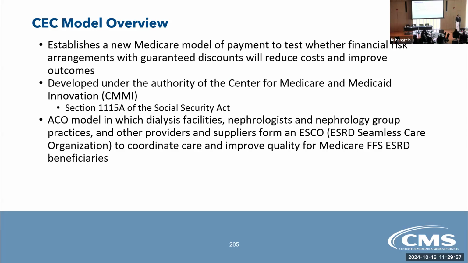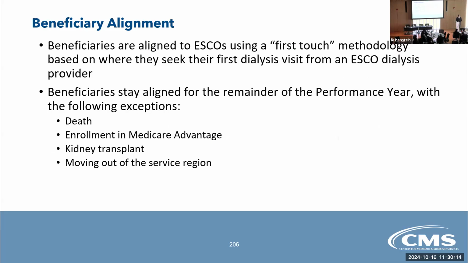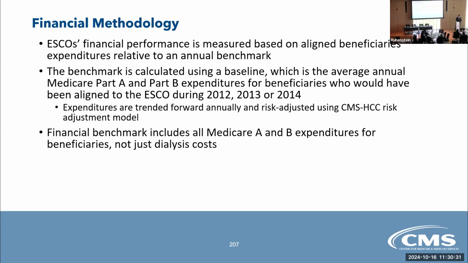So the idea was to do this new model where folks would form ESCOs, ESRD Seamless Care Organizations, which was our fancy term for ACOs, basically focused on caring for patients on dialysis, with the idea that that legal group would be held accountable for the cost and quality of care. So it was focused on where a beneficiary went for dialysis and based around the relationship with the dialysis provider, where that would lead to a beneficiary becoming aligned and that ESCO becoming accountable for their total cost and quality of care. Nephrologists were required to be a part of it, but it was mainly focused on the relationship with the dialysis facility.